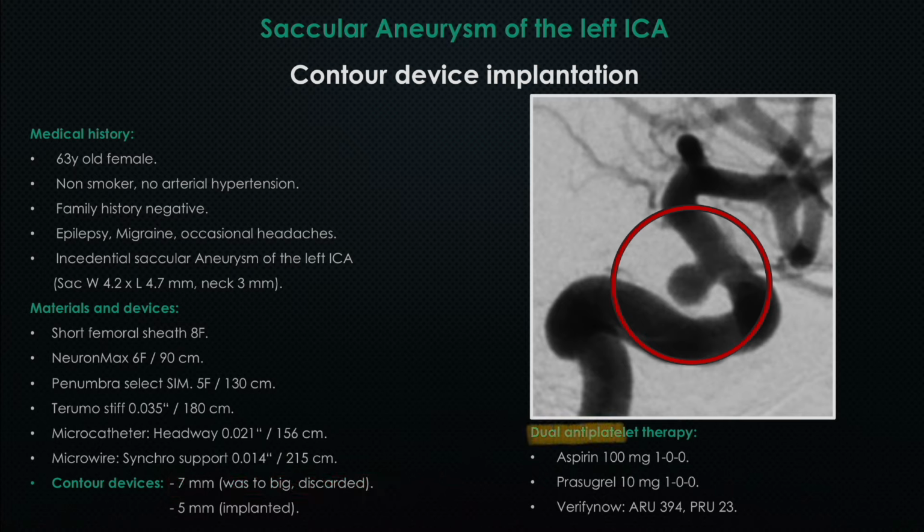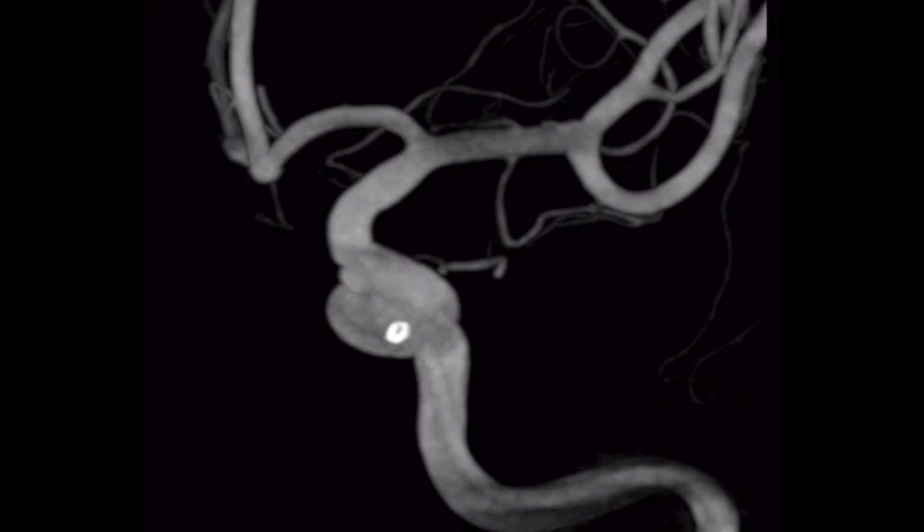The patient was prepared with a dual antiplatelet therapy with aspirin and prasugrel, and we've tested the function with Verify now, and that's only for the case if we need a flow diverter or a stent. But after the successful implantation of the contour device, we've stopped the prasugrel immediately and the aspirin after 1 week.